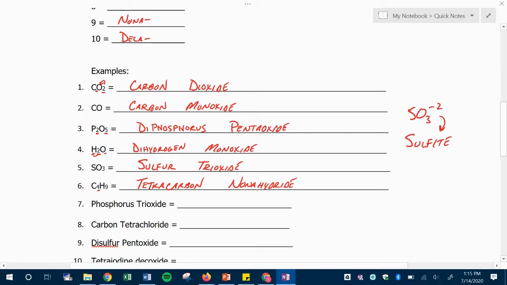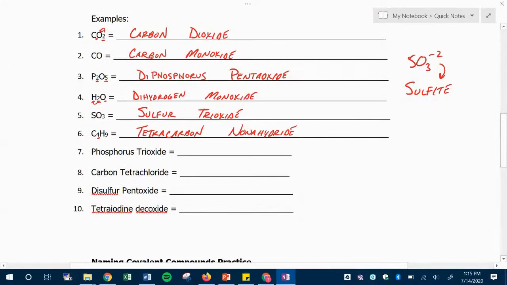Now let's look at going the other way, taking the written name and writing out the formula for it. Remember, it all just comes back to the prefixes. Our first example here is phosphorus trioxide. Notice there's no prefix on phosphorus, so it's just P. And then trioxide tells us it's O with 3 after it. So this one is PO3.